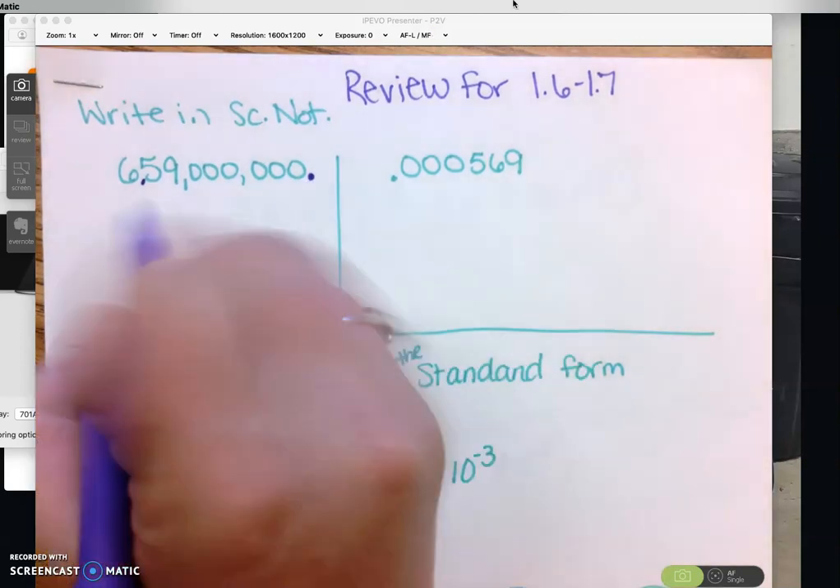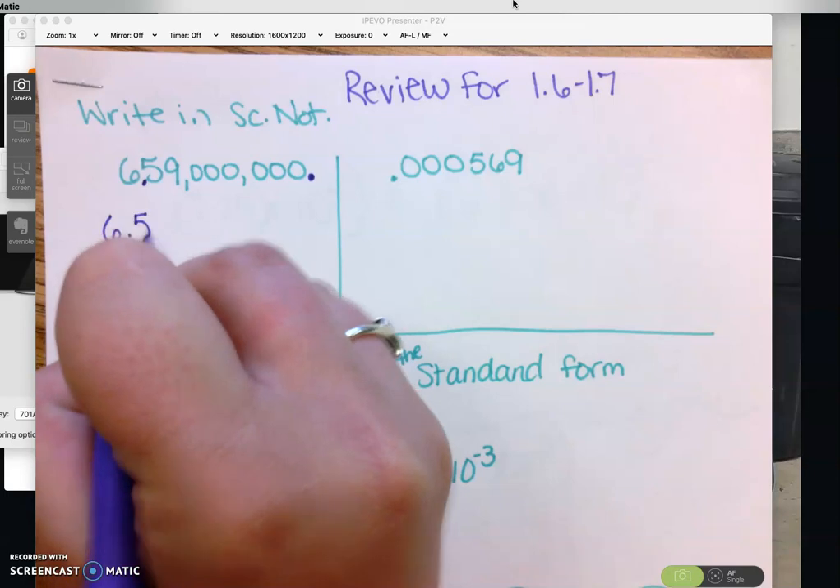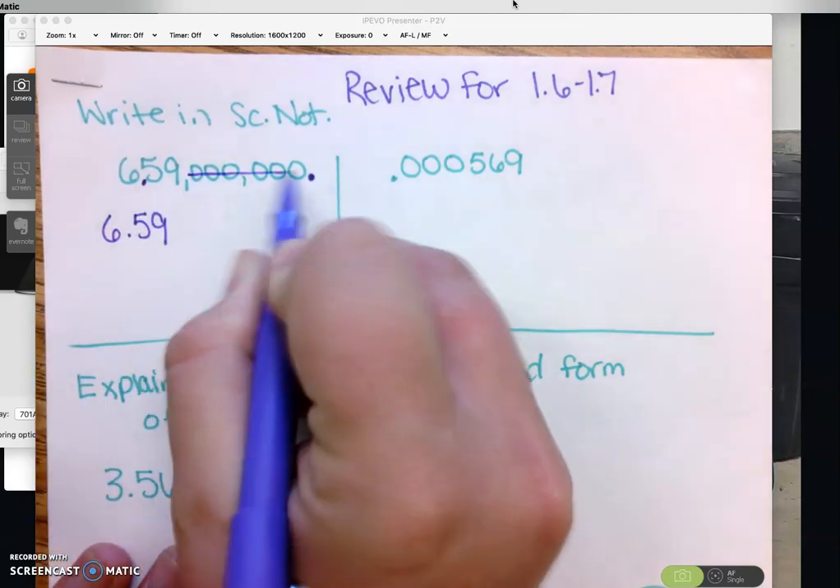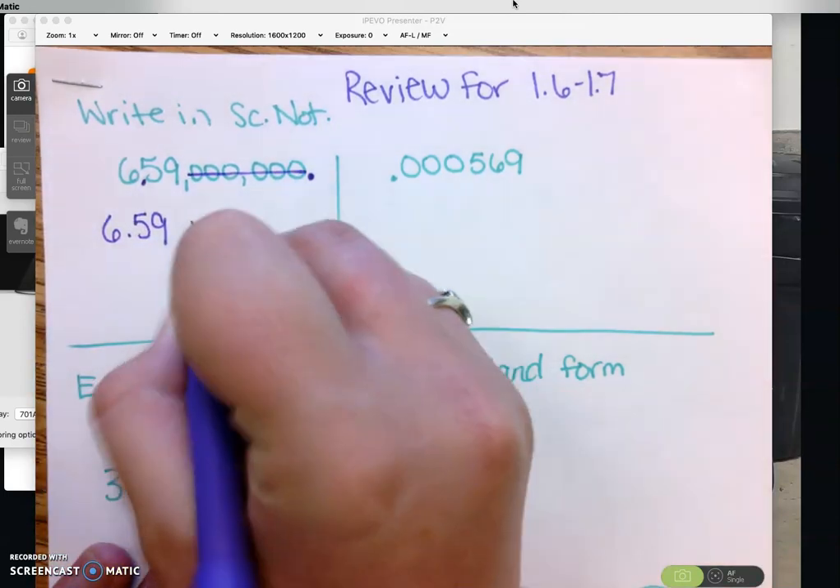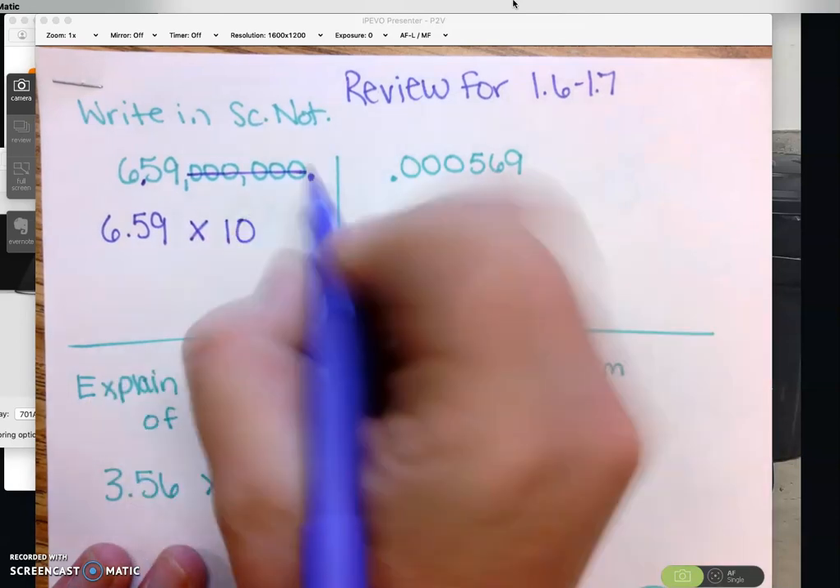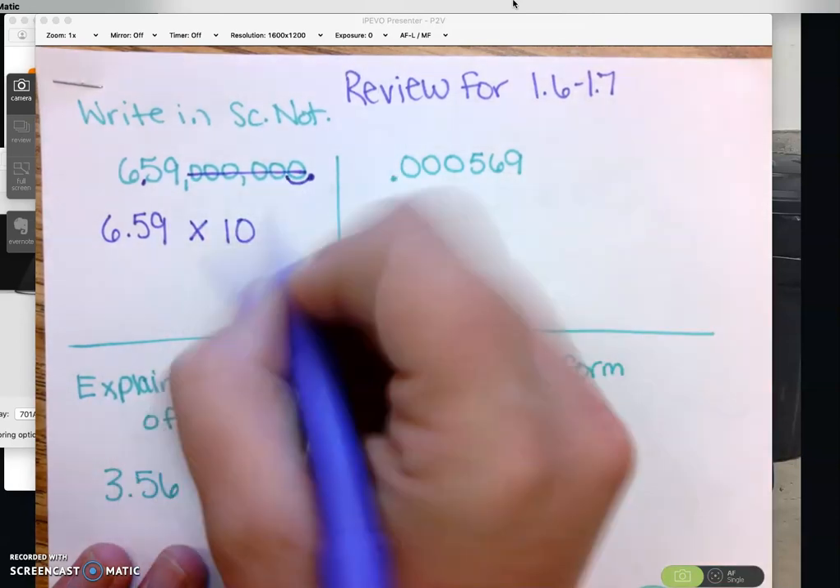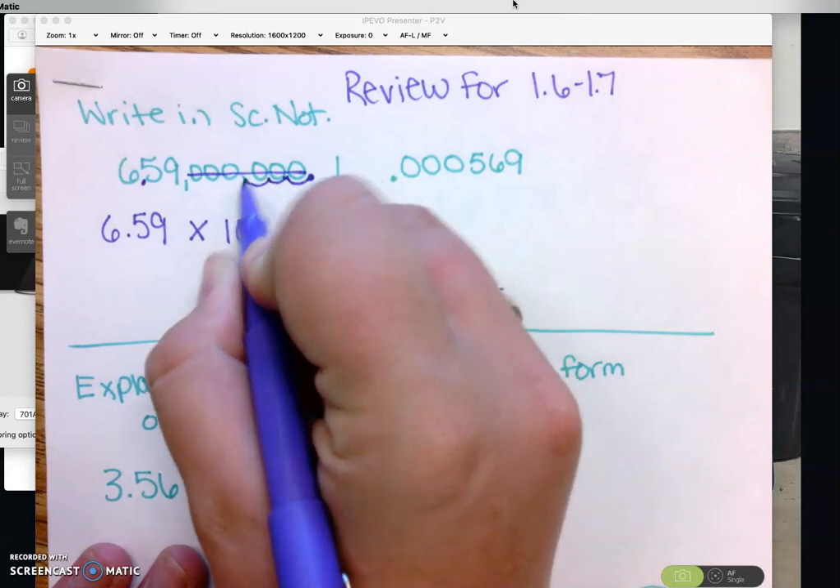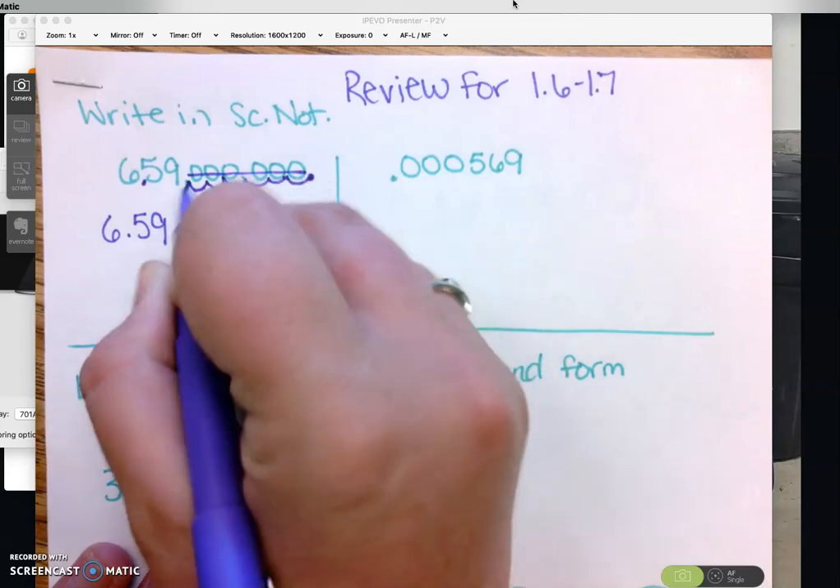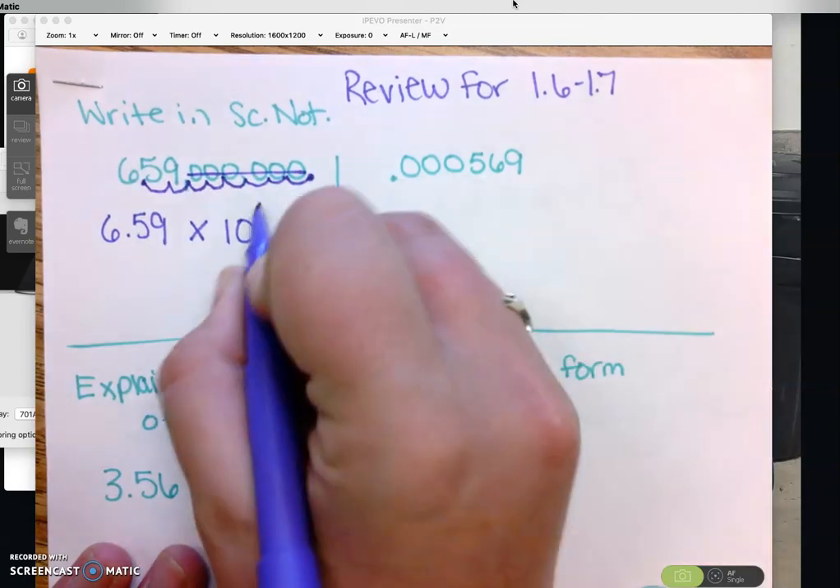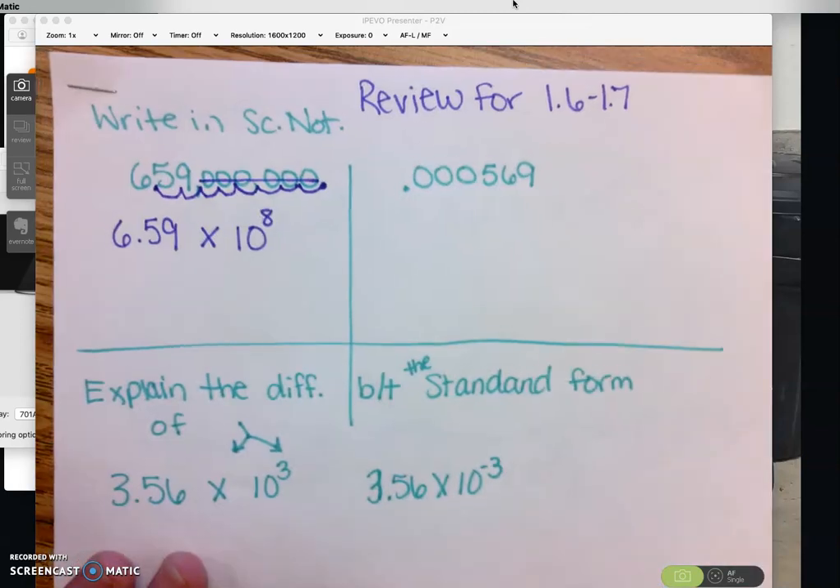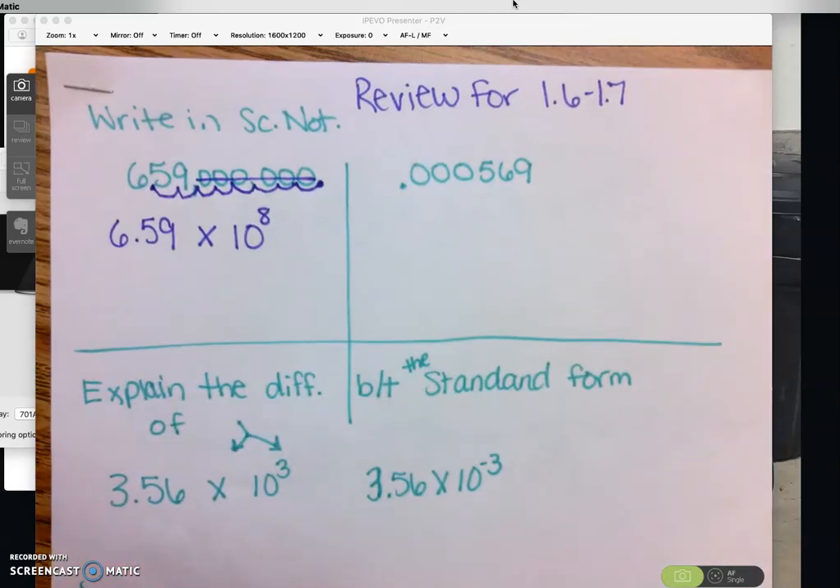So 6.59, all the zeros go away. It's going to be times 10. And now we need to count how many times it's moving. So 1, 2, 3, 4, 5, 6, 7, 8. So it's going to be to the 8th power. Remember, raise your hand if you have a question.